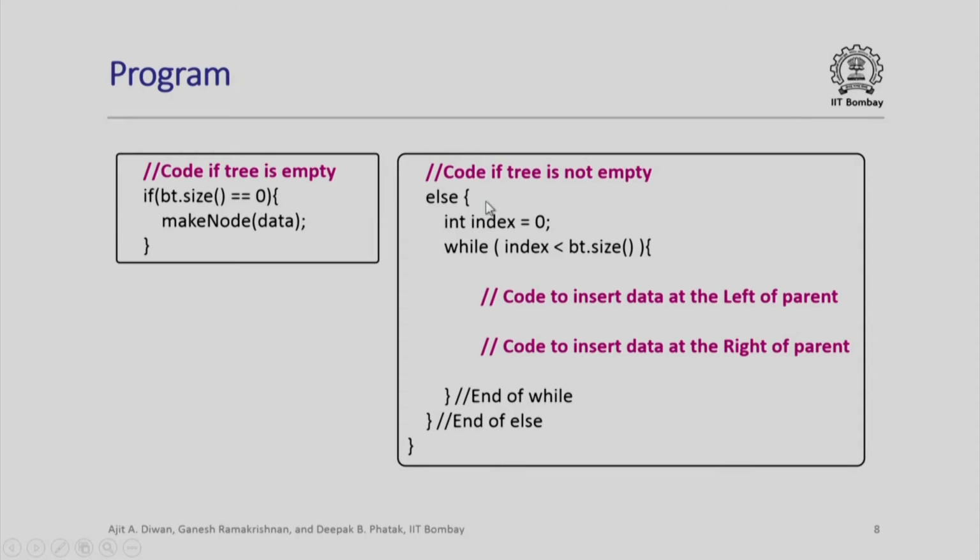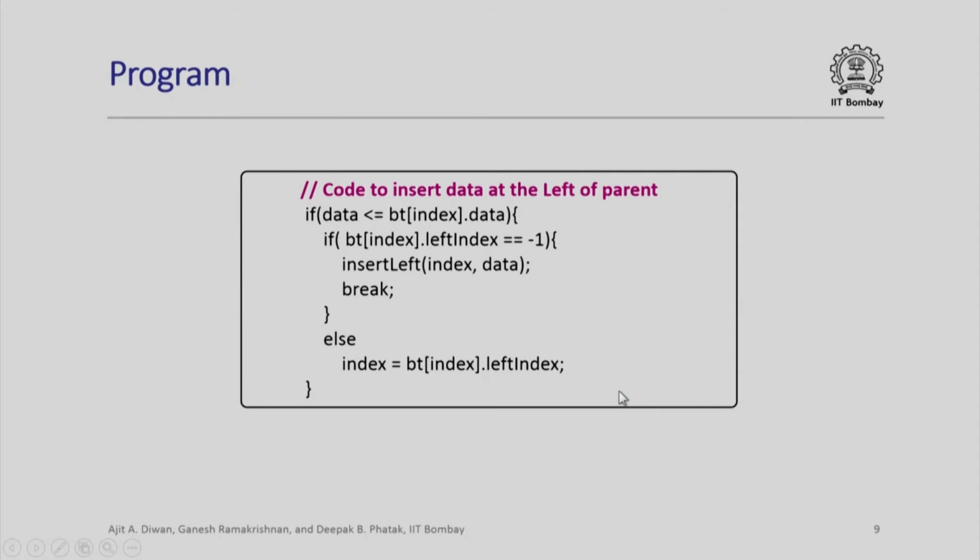If it is not 0, then we set index equal to 0 and walk through the tree, traverse through the tree as long as index is less than the current size. As we proceed traversing, we need to write code to insert data at the left of parent or data at the right of parent. In either case, when the insertion happens, the while loop would end and the else part will also end. Let us look at these two options and how they are implemented.